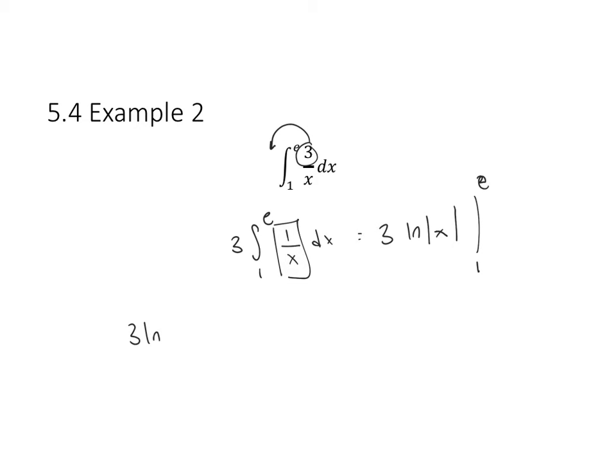So that's 3 times ln e minus ln 1. The natural log of e is 1. The natural log of 1 is 0. So it's just 3 times 1, or 3.